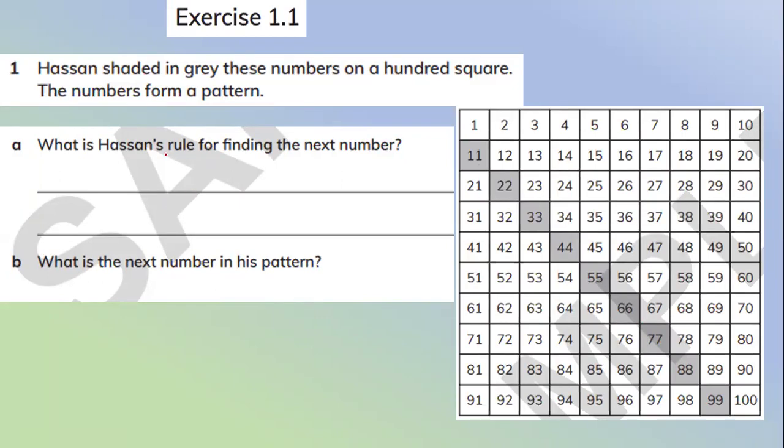So we have to find the term to term rule. Each term increases by, we have to take the difference: 22 minus 11 is 11, 33 minus 22 is 11. So his rule is add 11. Part B, what is the next number in his pattern? His last number is 99. So 99 plus 11 is 110. His next number is 110.